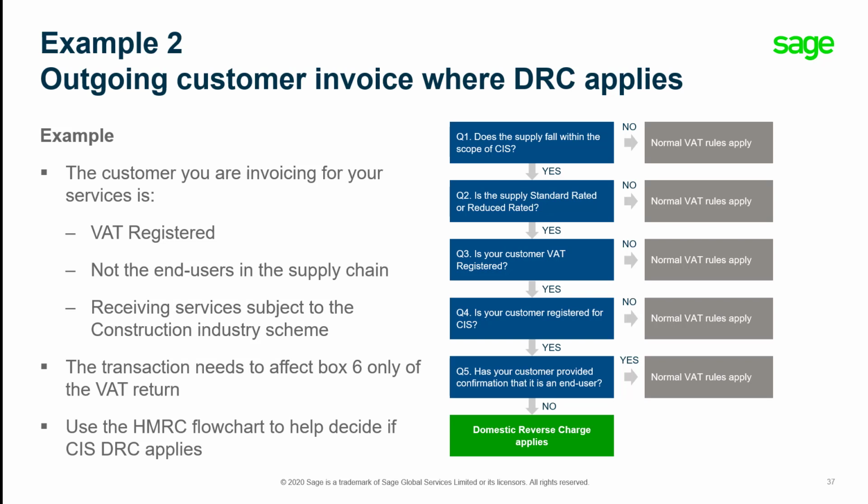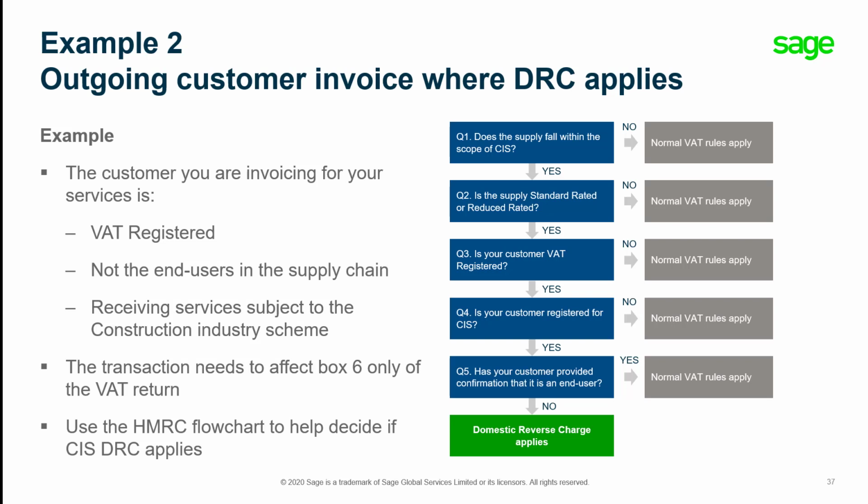Step 2, is the supply standard or reduced rate? Again, in this example, we're going to use standard rated. If the item was zero rated or non-VATable, again, these would just be processed as normal as the normal VAT rules would apply. Step 3, is the customer VAT registered? So in this example, the customer is registered for both VAT and CIS.